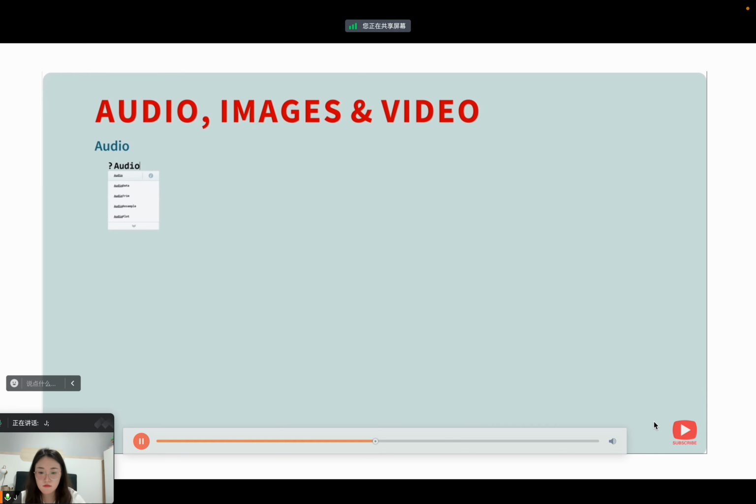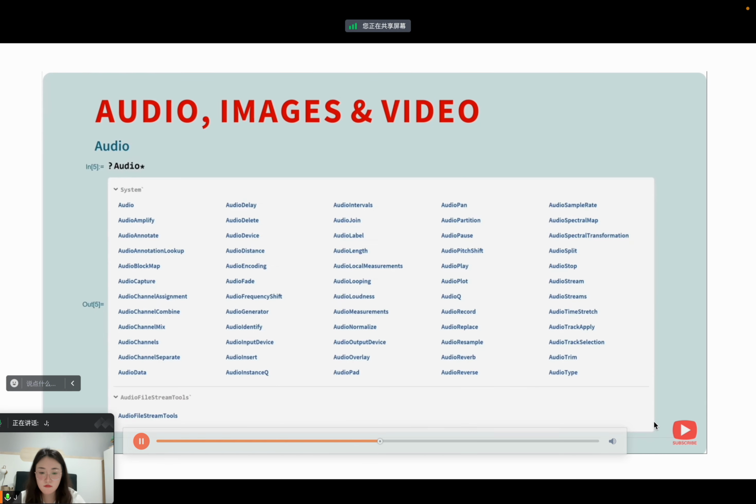Let's quickly look at how many functions there are that start with the word Audio. That's a lot of built-in functions, and you don't have to import anything to use these. When you start Mathematica, these functions are all available. Notice the consistent naming conventions.